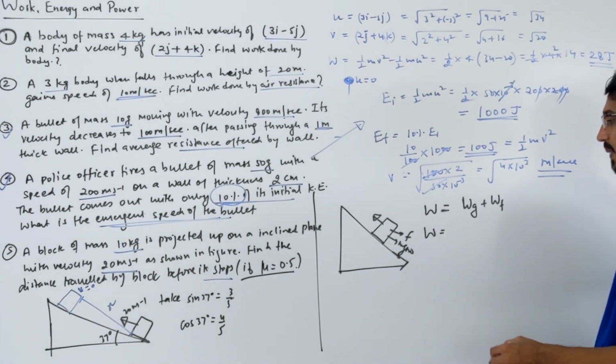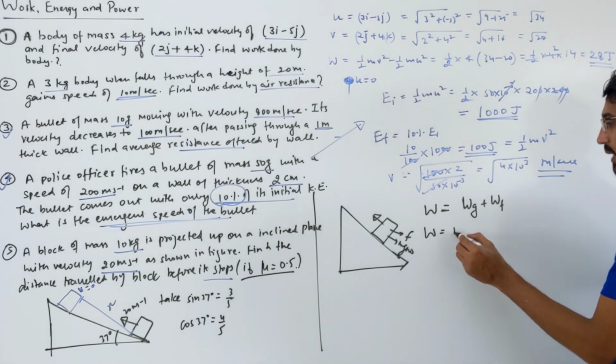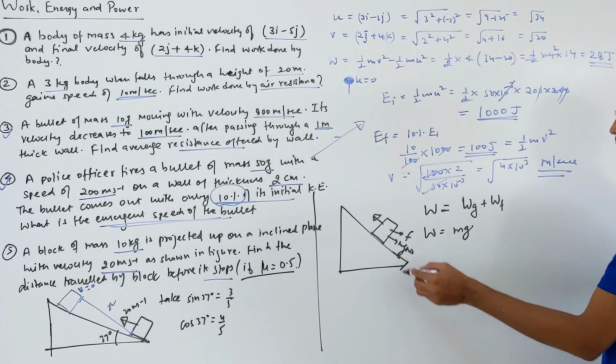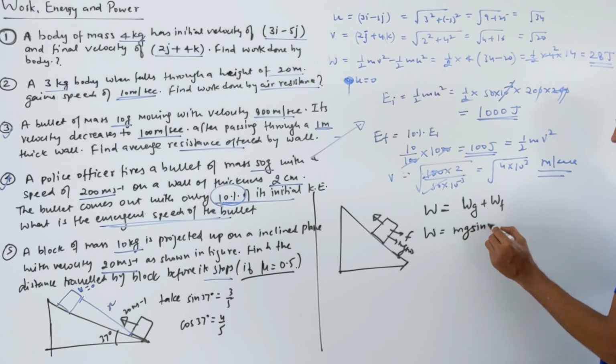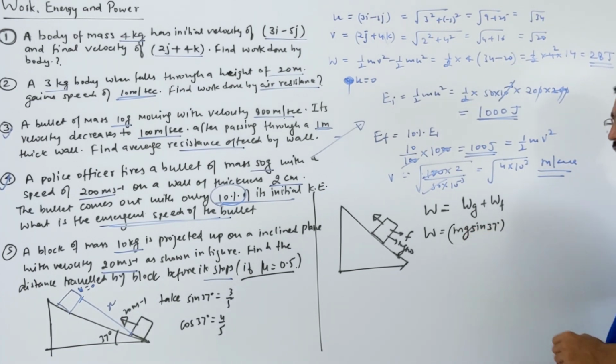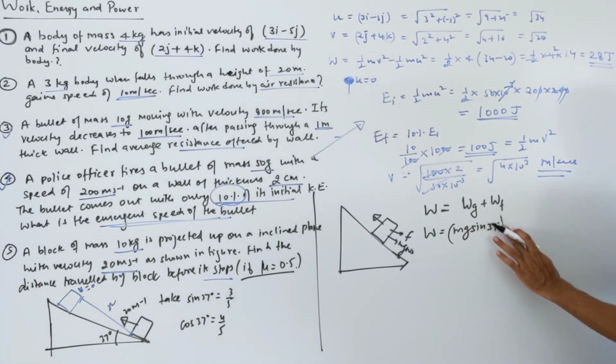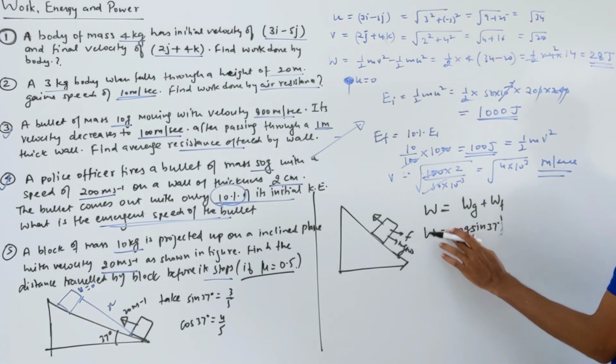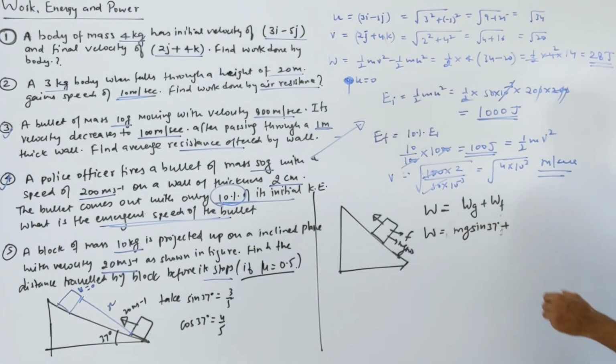Look here, force into displacement. One is the gravitational force, that's mg. What is its component? mg sine 37, right? Correct. This is your gravitational force. Okay, work done is equal to gravitational force plus frictional force.